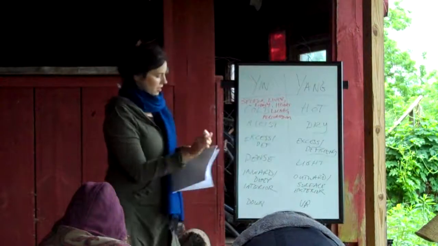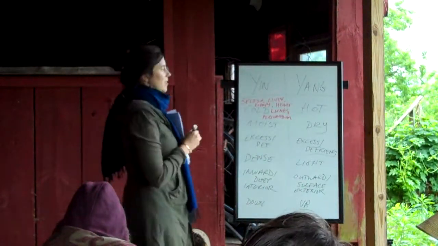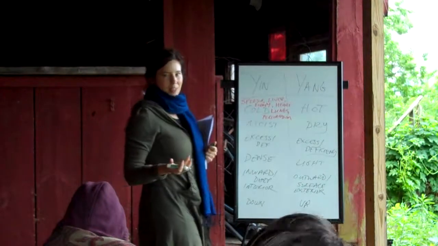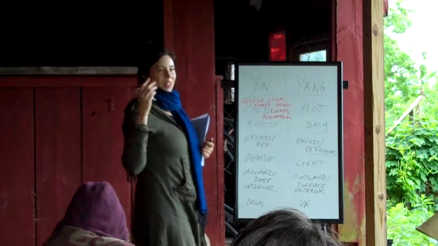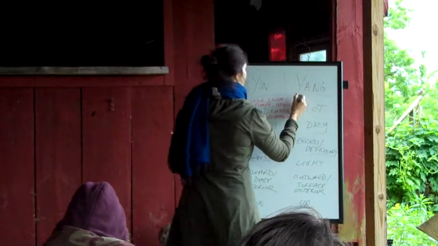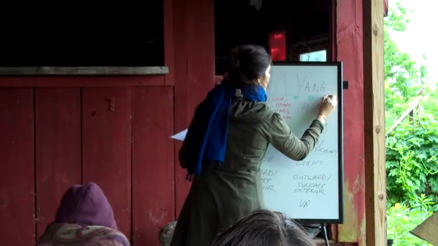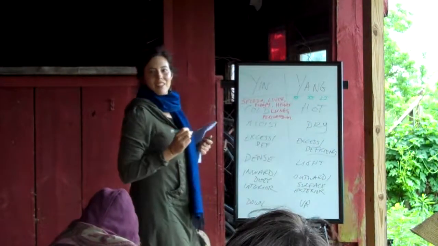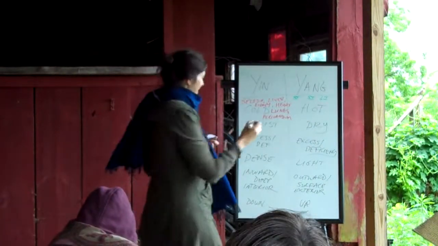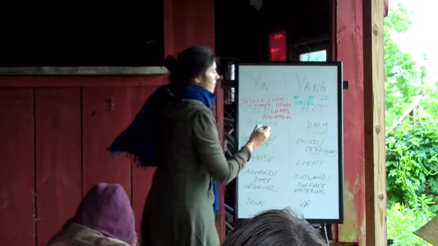So then, the yang organs would be what? All the bowel organs. Sometimes they call them the hollow organs. So anything hollow, like what do you think of when you think about a hollow organ in the body? Stomach, I'm going to abbreviate. Small intestine, large intestine, bladder. They call it urinary bladder. Sometimes you'll see it bladder. Gallbladder.